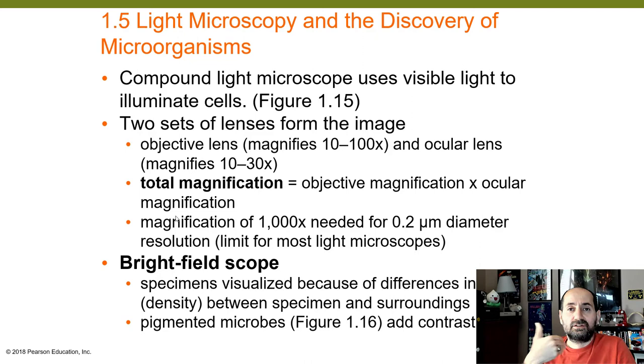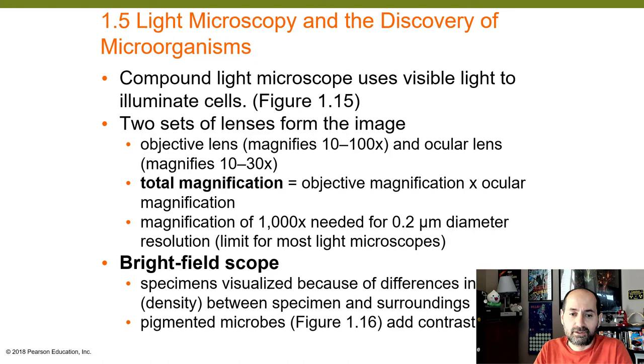And with the bright field microscope, specimens are visualized because of differences in contrast between specimen and surroundings. Now, contrast is a term I need you to know. Contrast is how much the specimen stands out against the background. Okay, that's what contrast means. This is the reason we stain our cells. Sometimes you need to stain your cells. That's so that the cell will become purple or pink or green or colored in some way that it stands out better against the background. That's why we stain our cells.